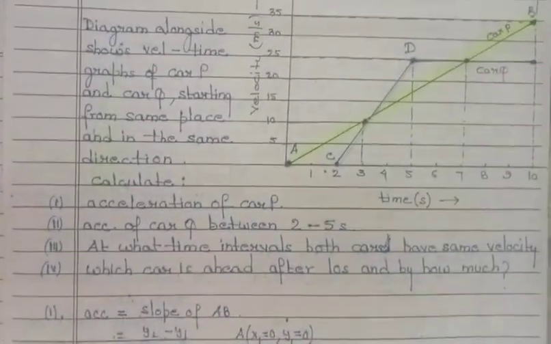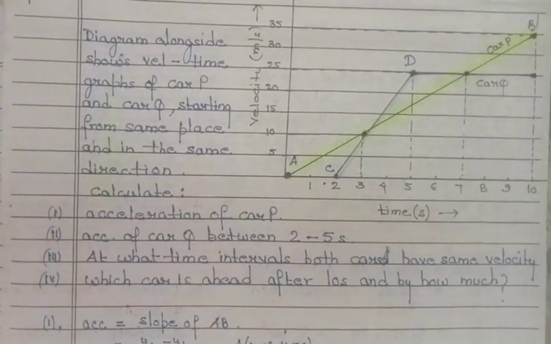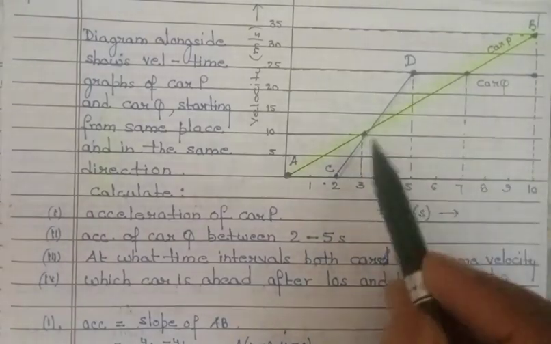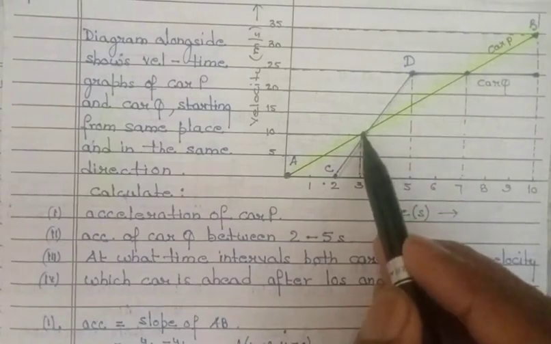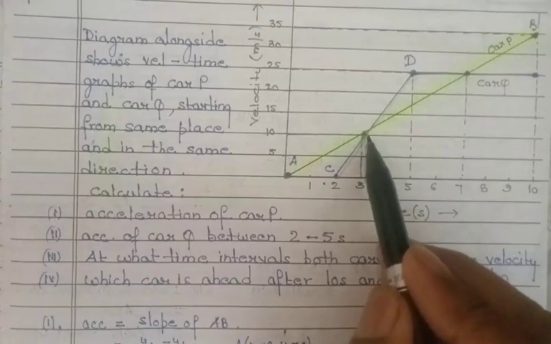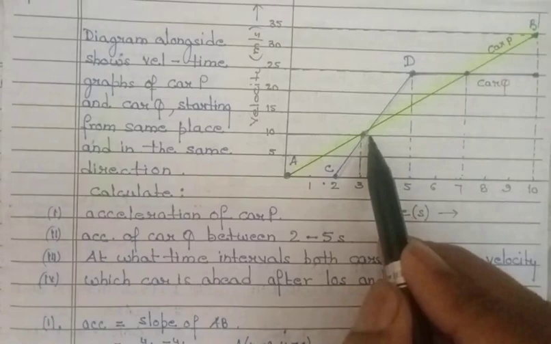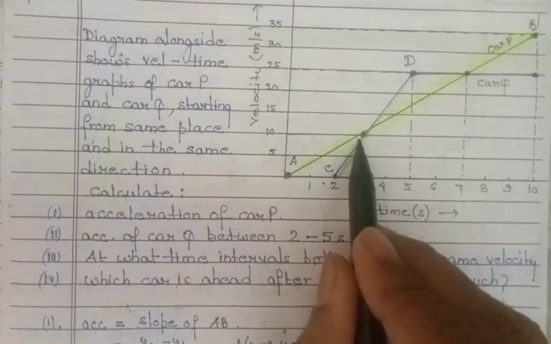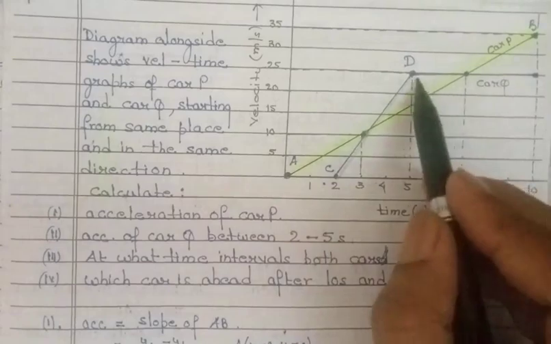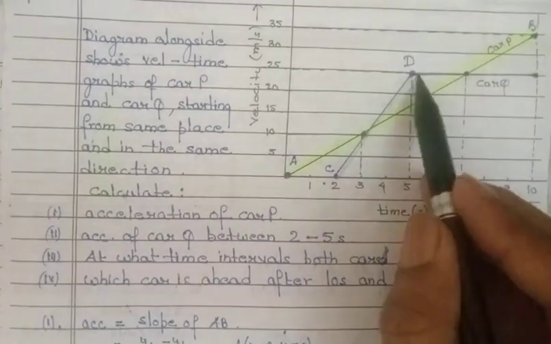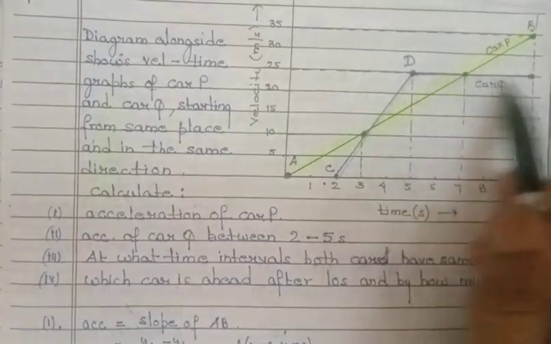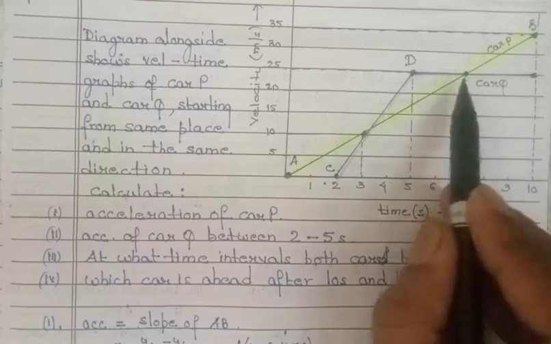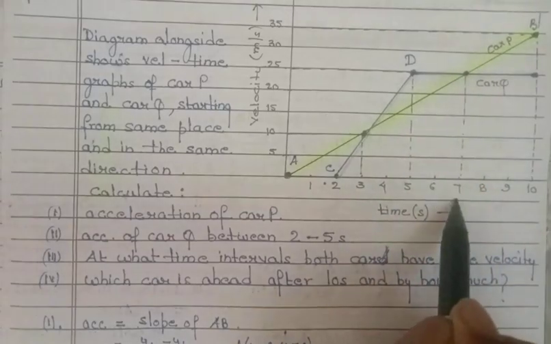So as you can see in this one, the graph of car P and the graph of car Q, first of all they are intersecting at this point. So that means at this point both the cars will be having same velocity. So you can say at the interval of 3 seconds both the cars have same velocity. Secondly, the graph of car P and then the graph of car Q. This is the graph of car Q. These two graphs are again intersecting at this point where the time interval is 7.